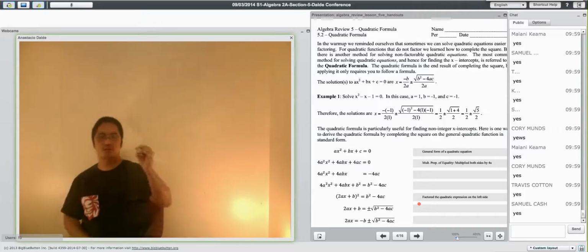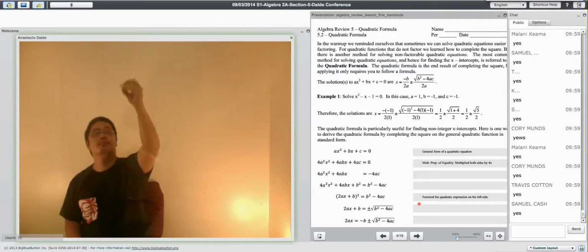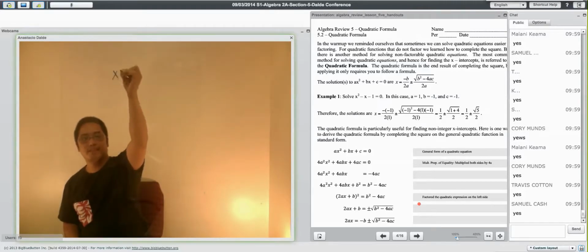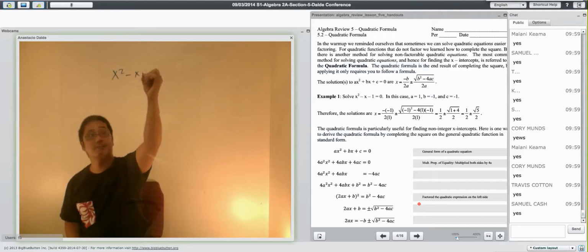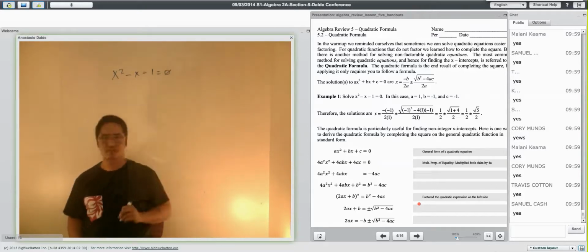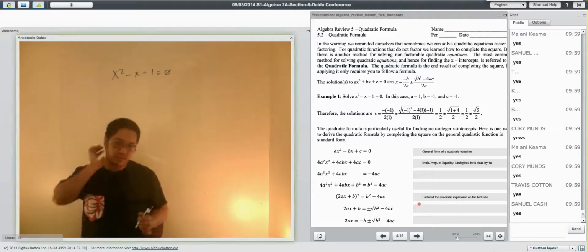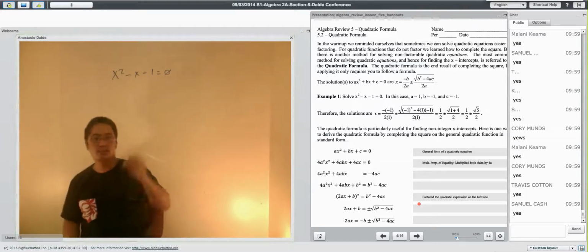We're going to do this one. We're going to try this one. You ready? We're going to try factoring x squared minus x minus 1 equals 0. We're going to see what we can do with that. All right, let's try it. You guys ready?